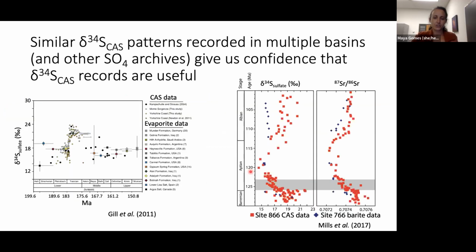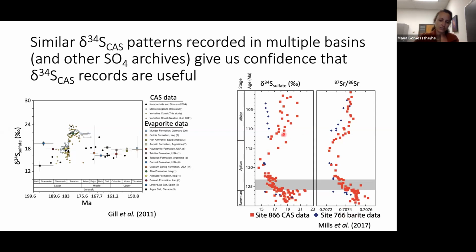But the cool thing is that there are certain cases where we can see that these different archives of information about sulfur isotope compositions of marine sulfate actually preserve very similar patterns. And so on the left, I have an example from the Jurassic, where the carbonate-associated sulfate data in these smaller symbols follows very similar patterns to the evaporite data, which are in the larger symbols. Of course, there are some large error bars, but for the most part, they overlap really well. And then there's another example from the Cretaceous where we can see that the sulfur isotope composition of CAS tracks this sulfur isotope record that we get from marine barite.